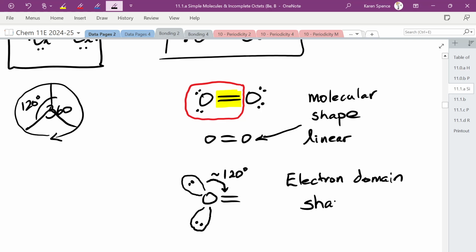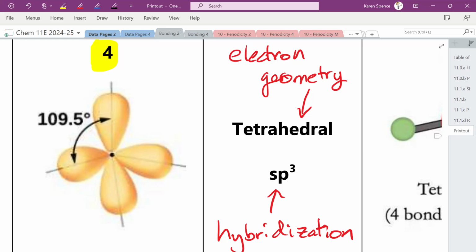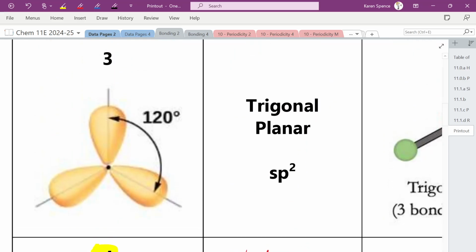What is the electron domain shape and hybridization of the oxygen? Is it tetrahedral? No. Is it trigonal planar? Yes, because we've got 3 electron domains, 3 areas where electrons live. They live in the double bond, they live in the lone pair, and they live in the other lone pair.